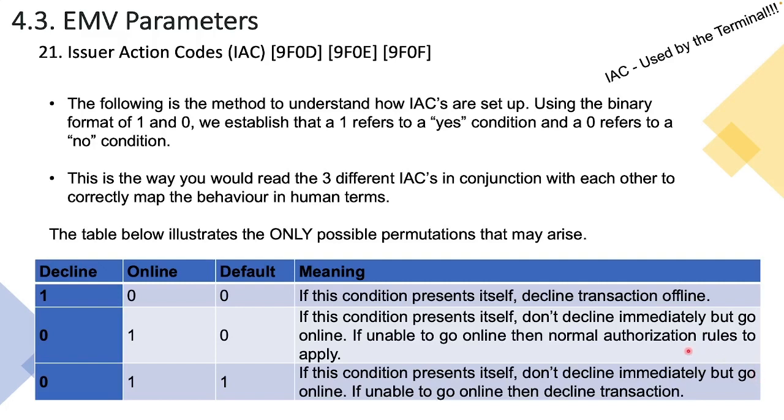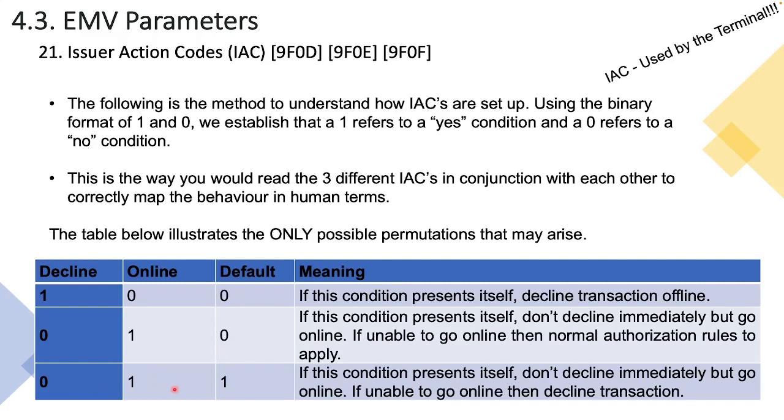Okay, so the following table shows the only 3 permutations that may arise. If you have a 100, this means decline the transaction, right? You could get a 010, so we're saying don't decline, send the transaction online. But if you can't go online, then normal authorization rules will apply, and the possibility exists here for either an approval or decline, right? So 100 is a straight-off decline offline. A 010 says go online, but if you can't make an online connection, let's look at the other factors in the transaction and see whether we come up with an approval or decline.